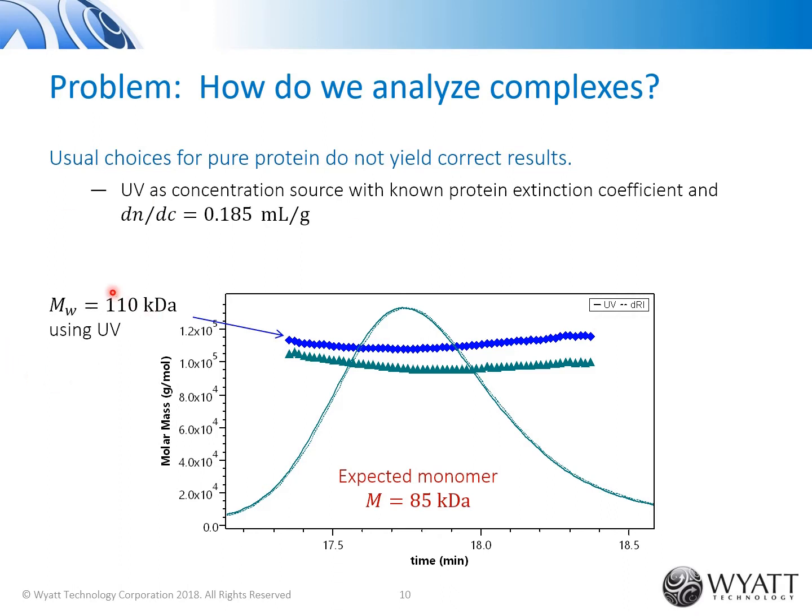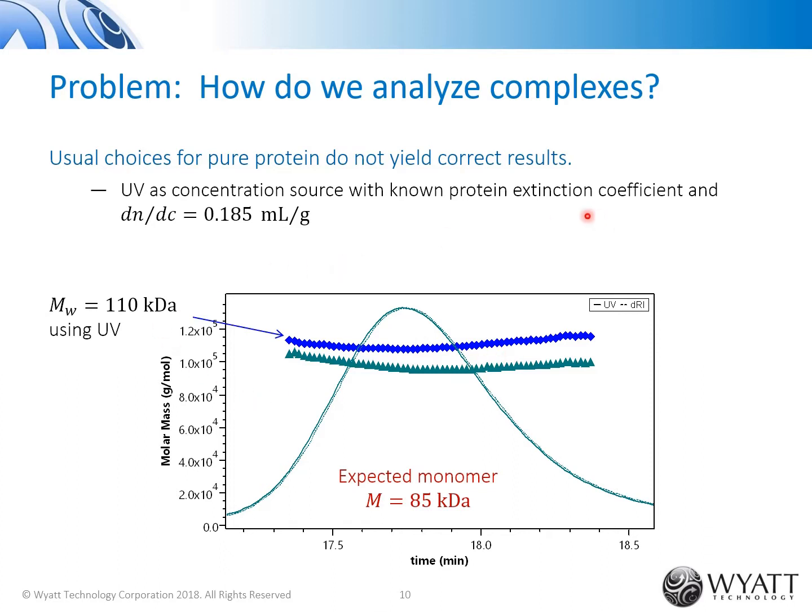So with these blue diamonds, we're using the concentration from the UV detector. We're using our known extinction coefficient and a dn/dc that we use for a pure protein of 0.185 milliliters per gram. Our measured molar mass of 110 kilodaltons is not the monomer, and it's not any oligomer. It's clearly not a dimer or trimer or similar. We also see that this molar mass is pretty flat. It's constant across the peak. So we don't think we have monomer co-eluting with dimer. It's a very monodisperse kind of a species.